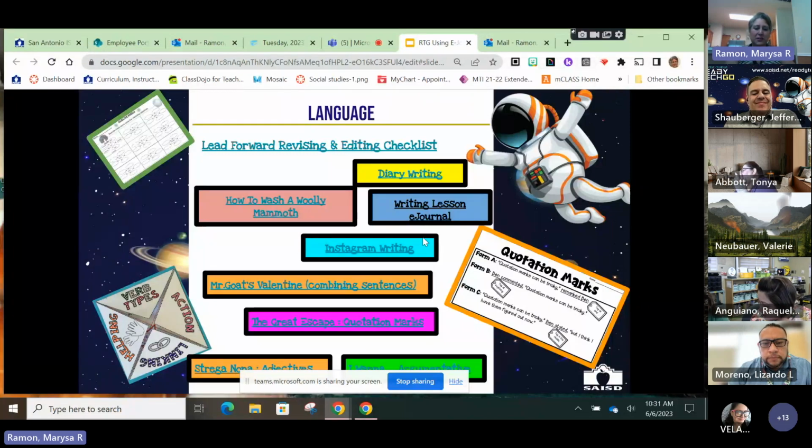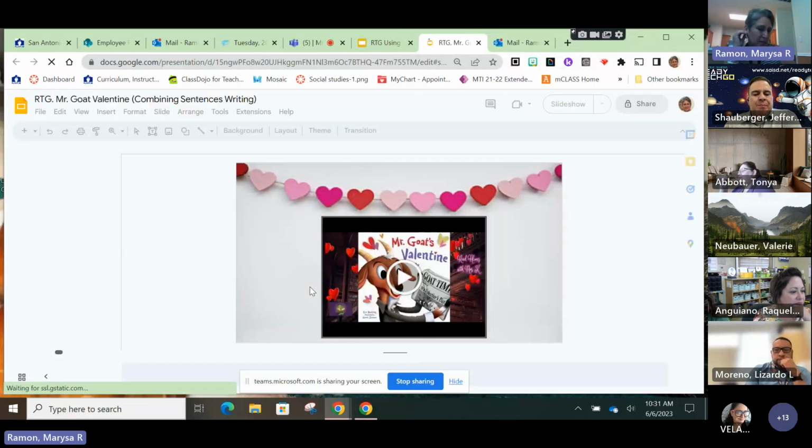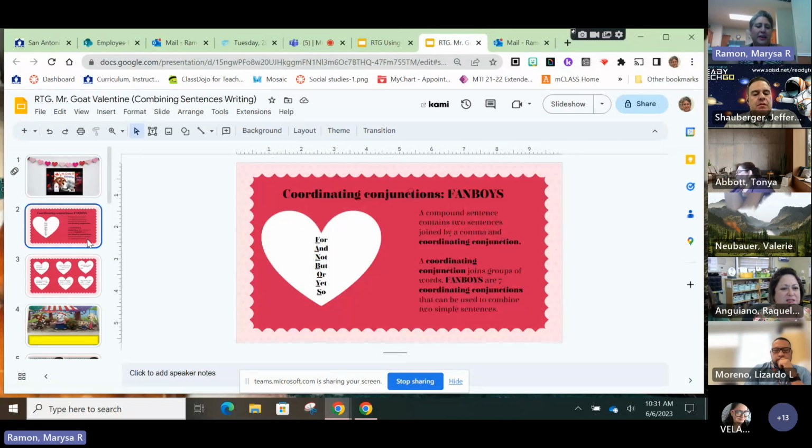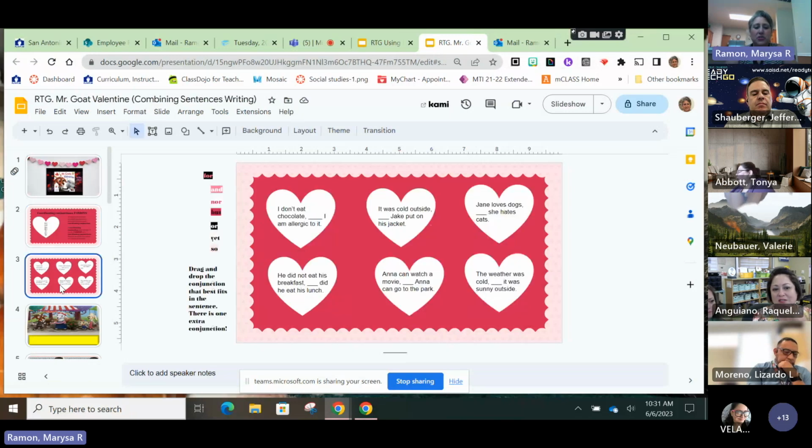So many others here. Let me see. Dr. Goat's Valentine. Oh, this one was combining sentences. So this week we were working on fanboys and combining sentences. This is about Mr. Goat looking for his Valentine. I look for things online. I look for slides I can add in. You look for freebies that I can take or worksheets that I can turn into a slide. And that's what I did with this one. So it's just kind of a drag and drop, adding in the conjunction that best fits the sentence.